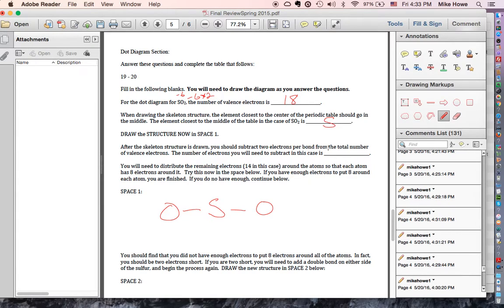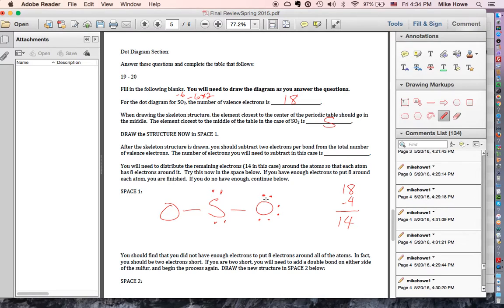And you subtract 2 electrons per bond from the total number of valence electrons. So I had 18, but now I'm going to take away 4 because there are 2 bonds, one here, one here. 18 minus 4 is 14. So I have 14 dots to distribute. So 1, 2, 3, 4, 5, 6, 7, 8, 9, 10.